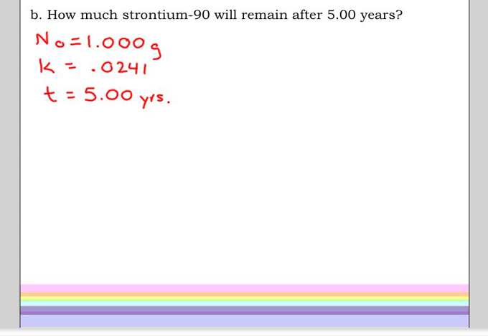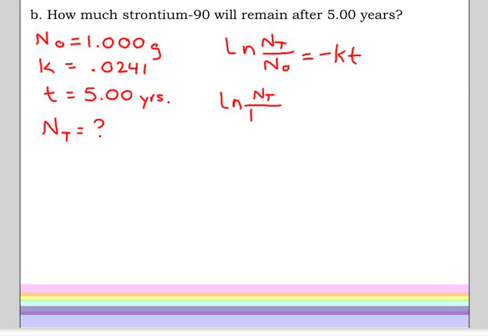So what we're going to do is plug it into this equation again and see what we have and what we need. If you look, we don't know how much is going to remain at the end. That's our n sub t, that's our question mark. So we plug into our equation. We have natural log of n sub t over 1 gram equals negative 0.0241 times 5. What you're going to notice this time is we can't just put the left side of our equation into our calculator because we have this n sub t that we don't know the answer to, so we can't just get an answer for that.